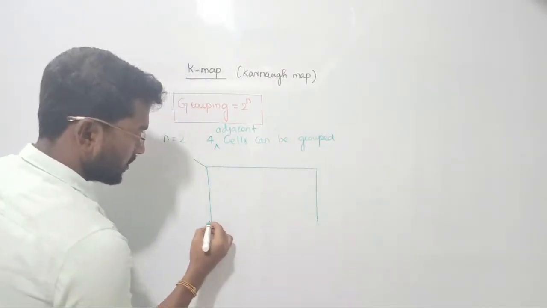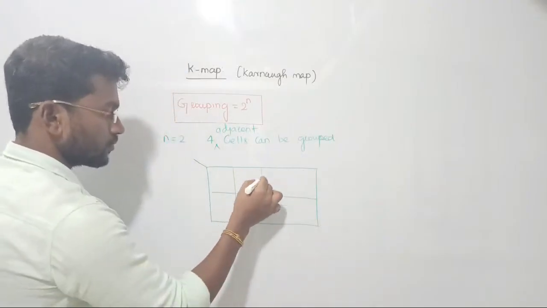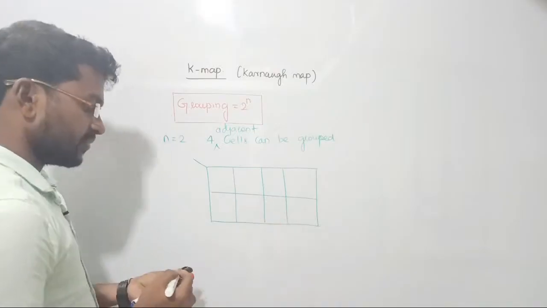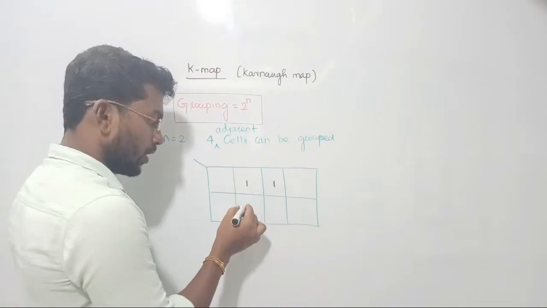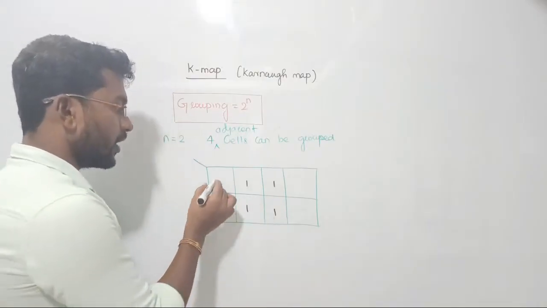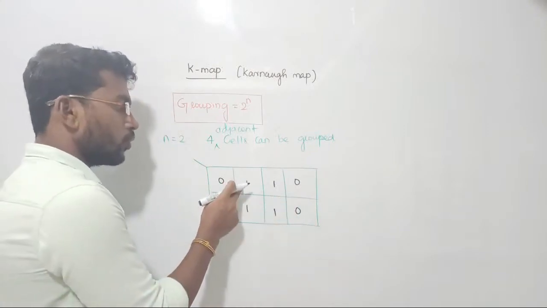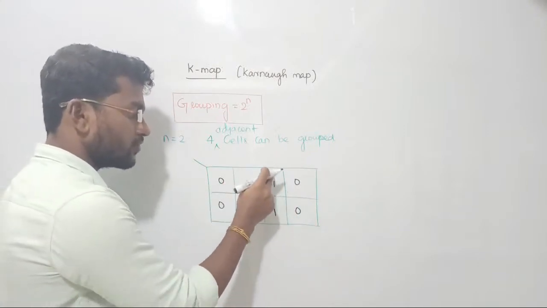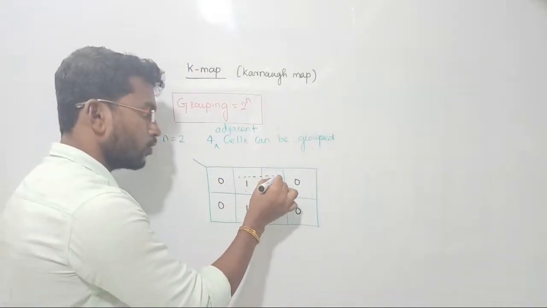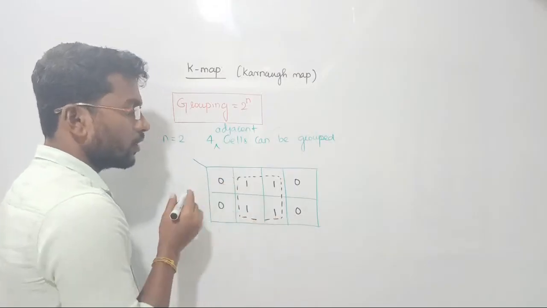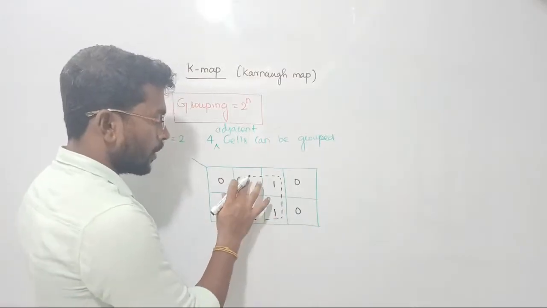For an example, let us consider the possibilities. First, for an example, I have 1 1 1 1, but the remaining variables are 0, 0 0 0 0. See there, 1 2 3 4, these 4 are adjacent cells, such that we can group these 4 together. That is called 4 cells grouping. Clear?